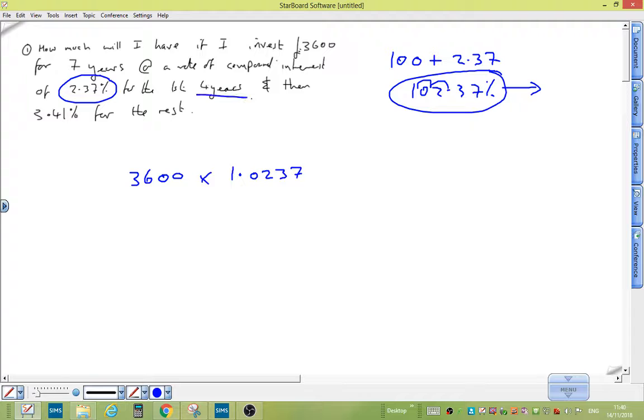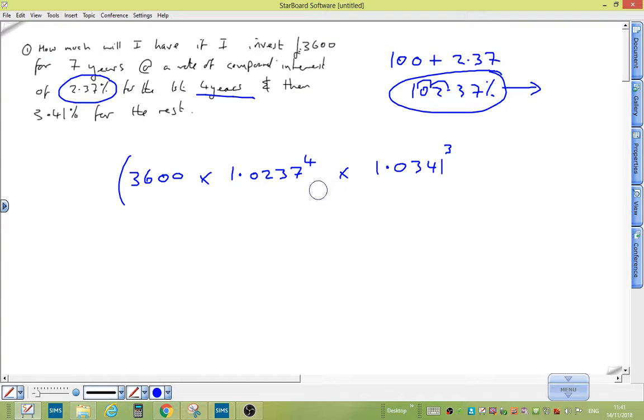Now, I'm investing it for the first 4 years. That is the quantity I'll have after 4 years. That is the quantity that begins the 5th year. So you times it by a new interest rate, and the same process again will give you 1.0341 as the new multiplier. Remember, the same process I've just done here, or a similar process. And this time the remainder, first 4 years, 7 years in total, means you've got 3 years at that rate.